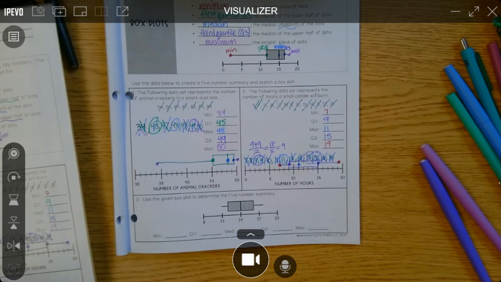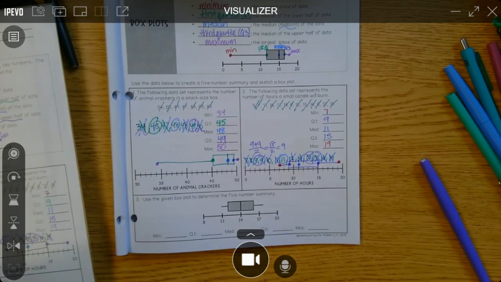Remember, you should always pause the video, try it yourself first, and then unpause it and come back and see if you got them right. And you're writing this down in your notes as well. Okay, this one says use the given box plot to determine the five number summary.